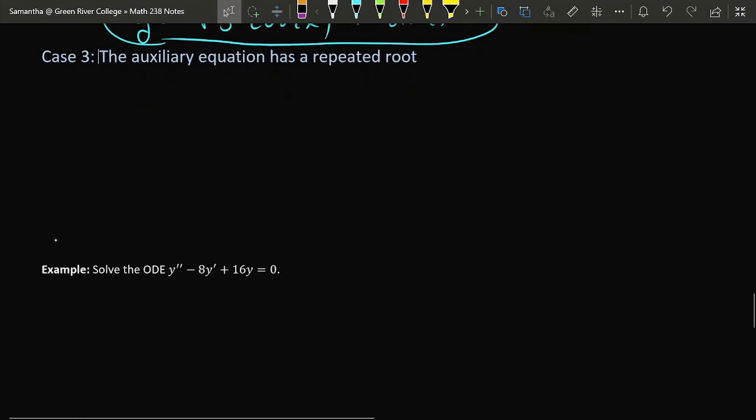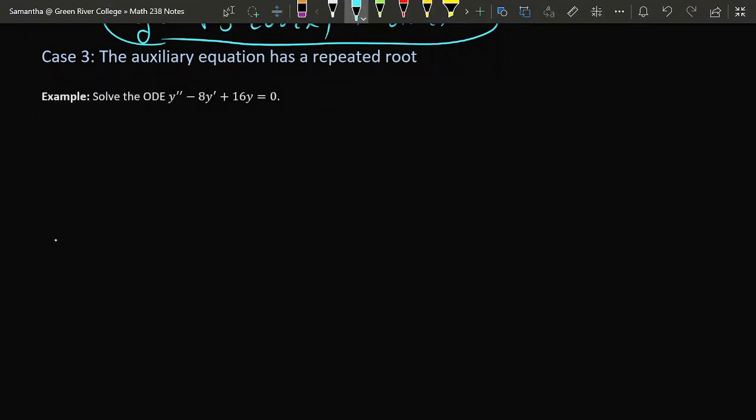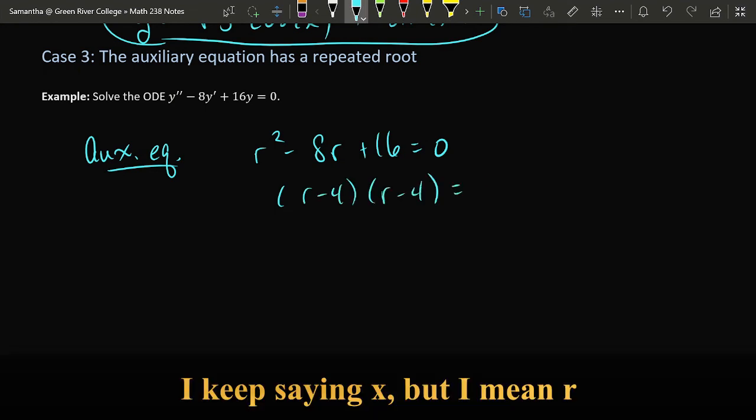So the other situation where some trouble can be caused is the case when the auxiliary equation has a repeated root. To give you an example, let's consider the ODE where we have y double prime minus 8y prime plus 16y equals 0. In this case, our auxiliary equation would be r squared minus 8r plus 16 equals 0, which factors as r minus 4, r minus 4. So we get the one solution, r equals positive 4, which is repeated twice.